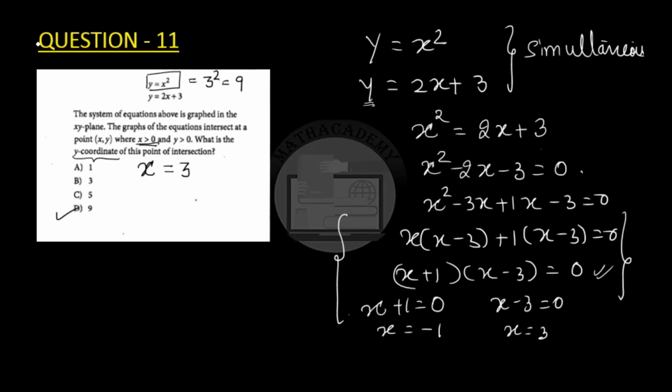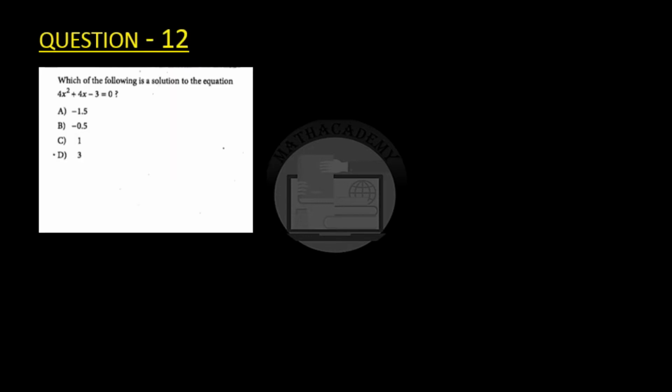Let's go ahead to question number 12. Which of the following is a solution to the equation 4x square plus 4x minus 3 equals 0? So basically these are all the values of x given to us and we need to figure out which value of x when substituted in this equation gives us a 0.